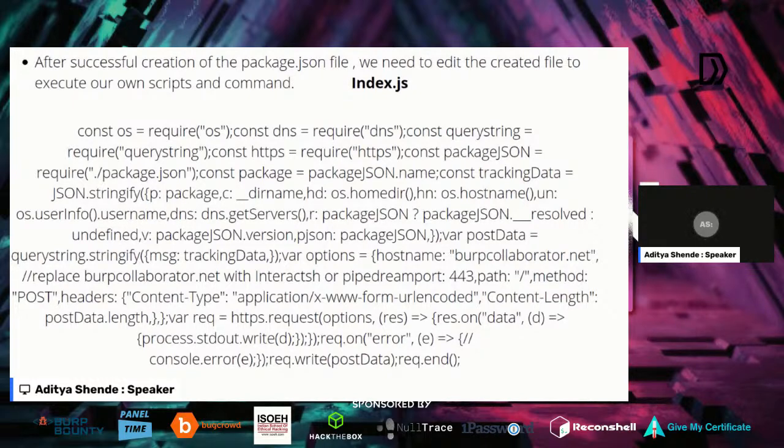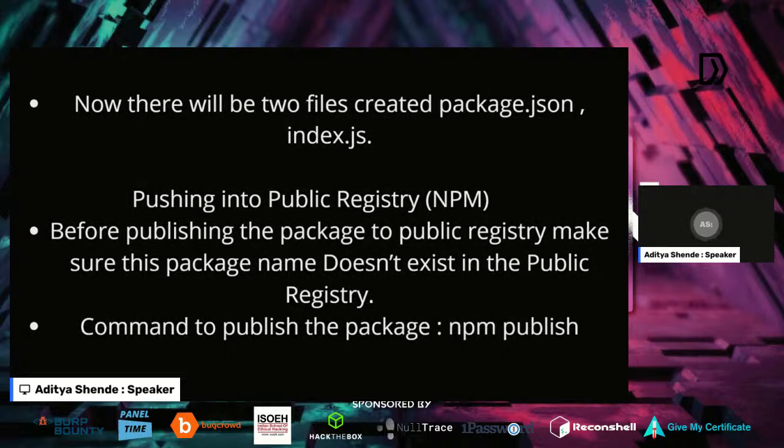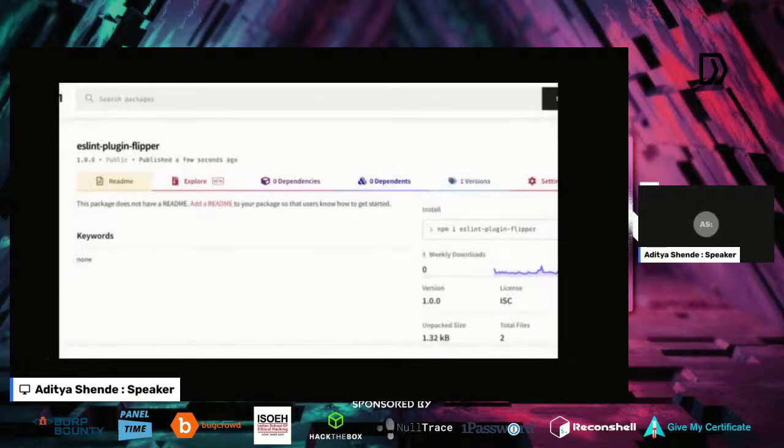Once we have done that, we have two files right now, which are package.json and index.js. We have to publish, or you can say push, that to a public registry. Before publishing, we have to check the public registry to make sure that that specific name or package version doesn't exist there. The command to publish the package is npm publish. Once we publish it, it will look a bit like this. As you can see in the information, the package does not have a README and other things. The published package contains a higher version compared to the original.